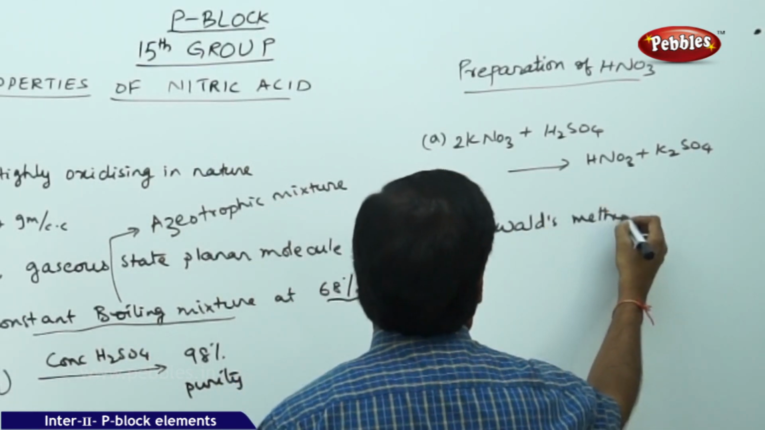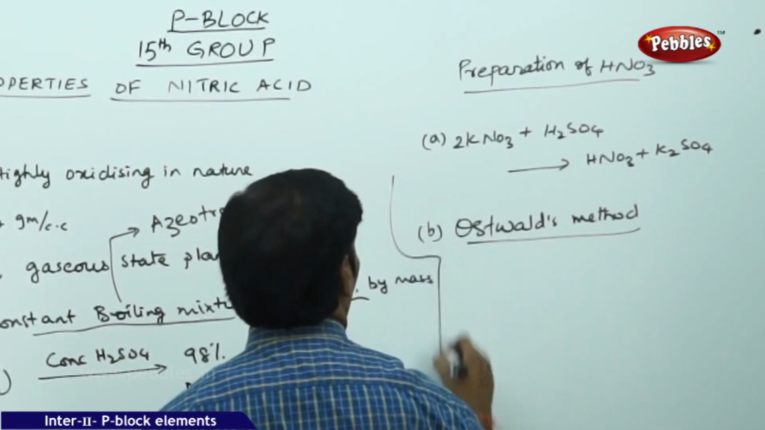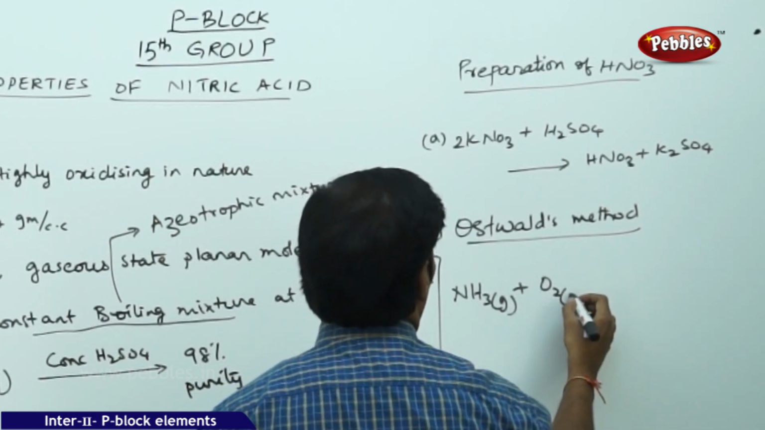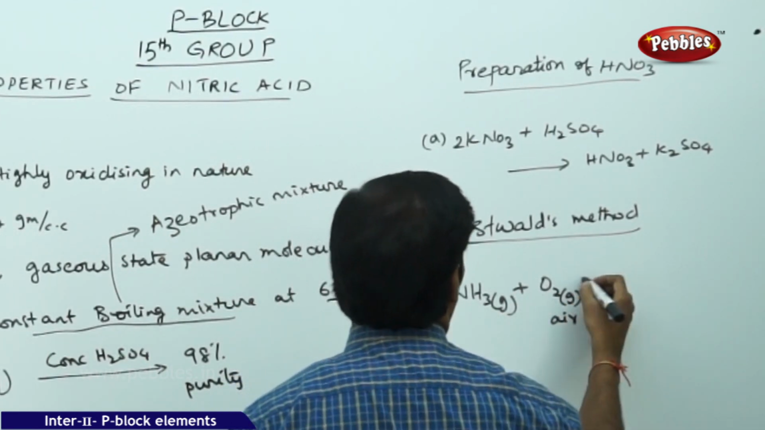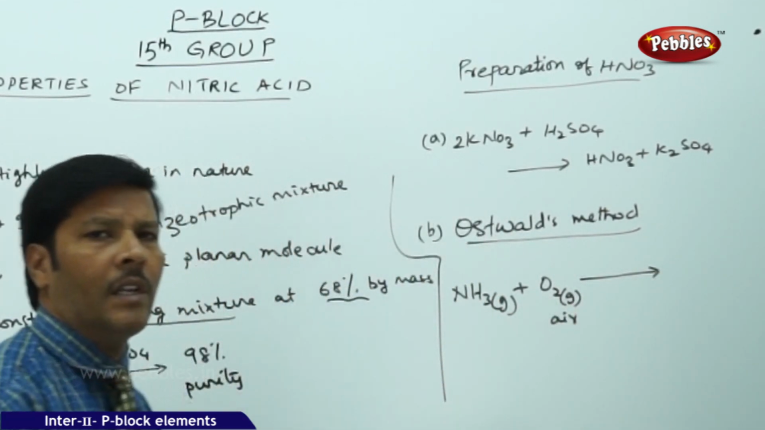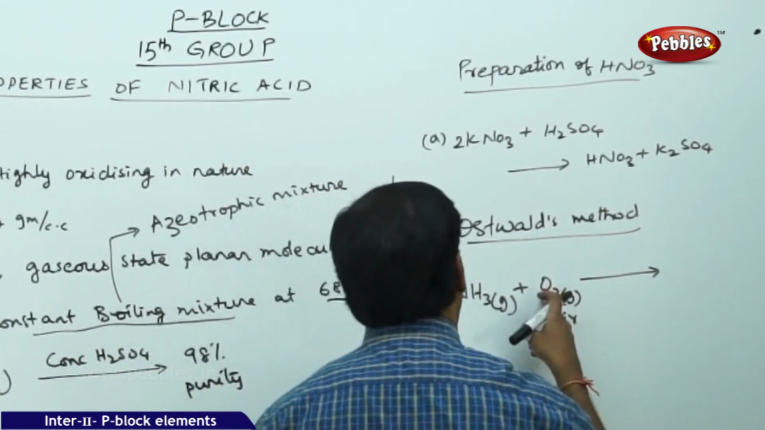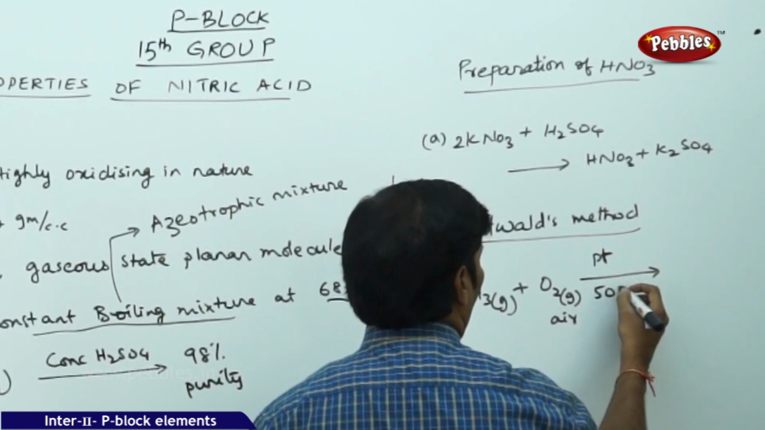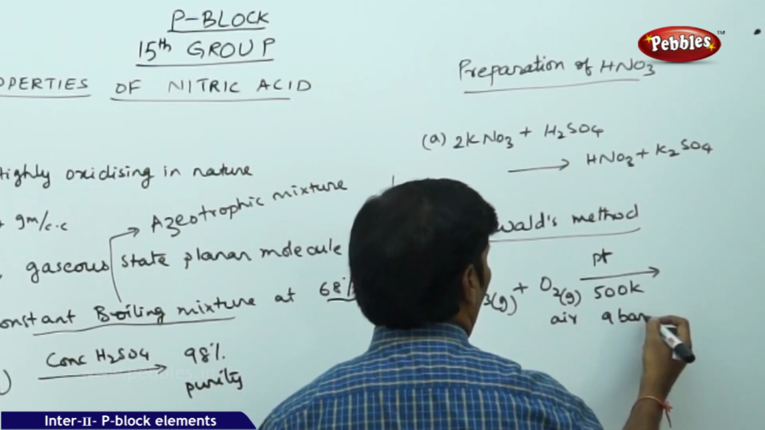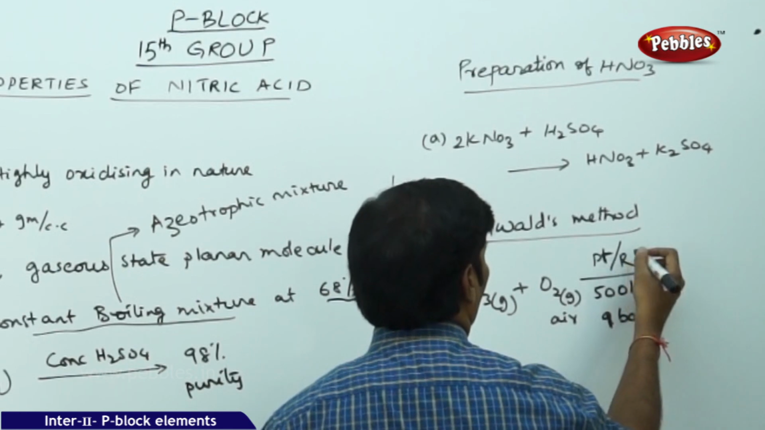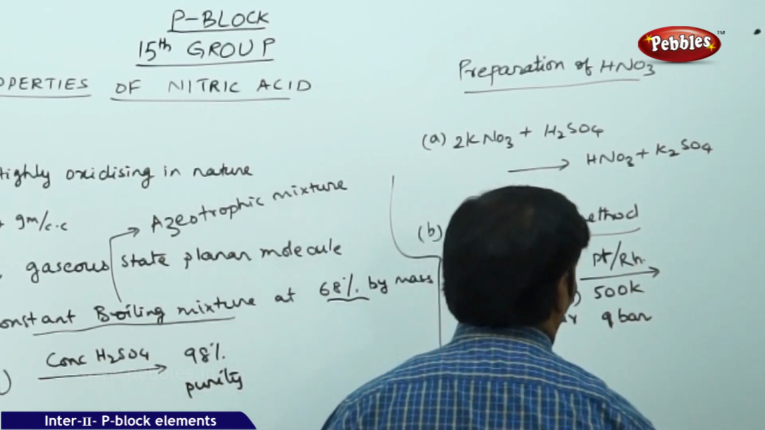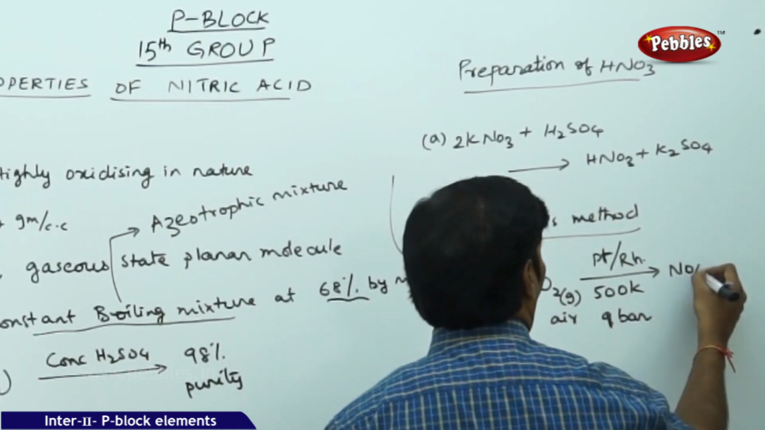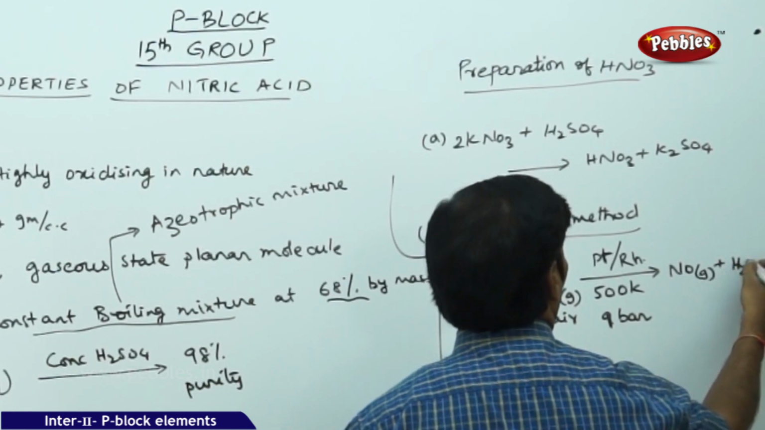In Ostwald's method, you take ammonia gas as a raw material, and you add oxygen gas supplied from air, obtained by fractional distillation of air. Ammonia gets oxidized in the presence of platinum or rhodium at a temperature of 500 Kelvin and 9 bars of pressure, and nitric oxide gas plus H2O is obtained.